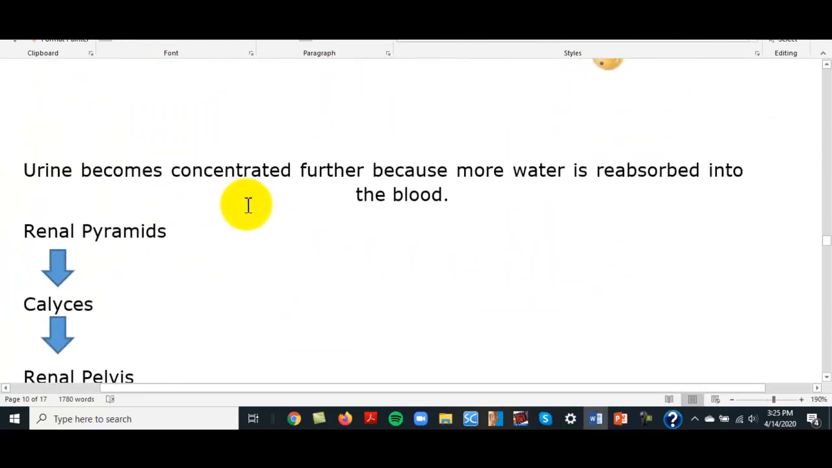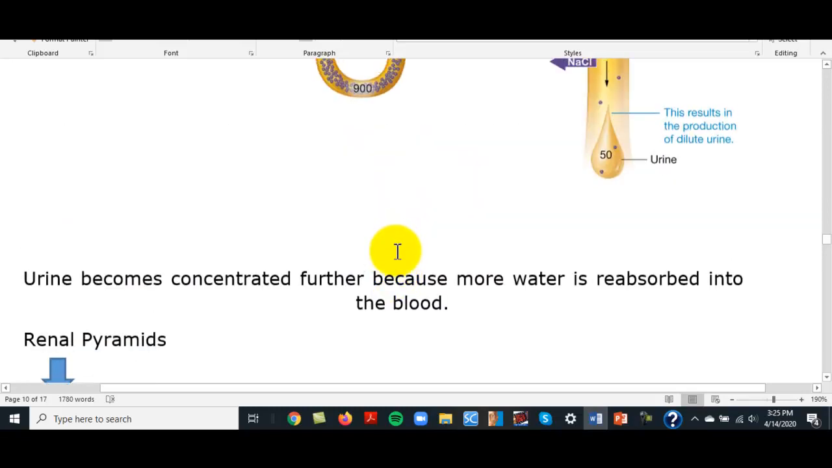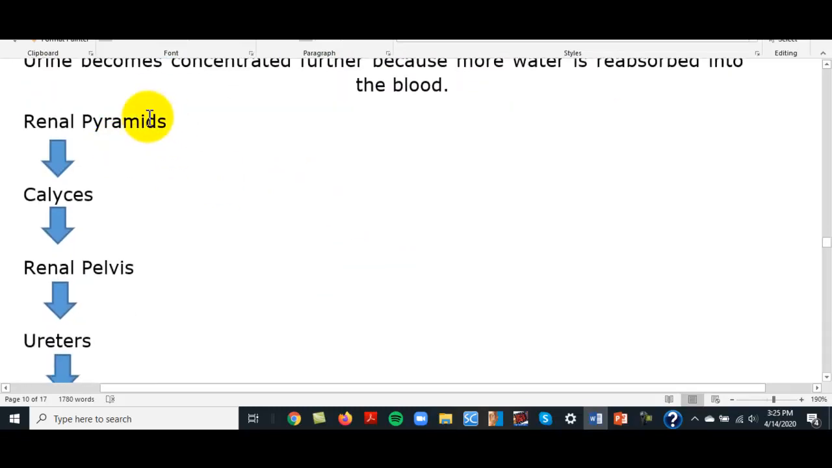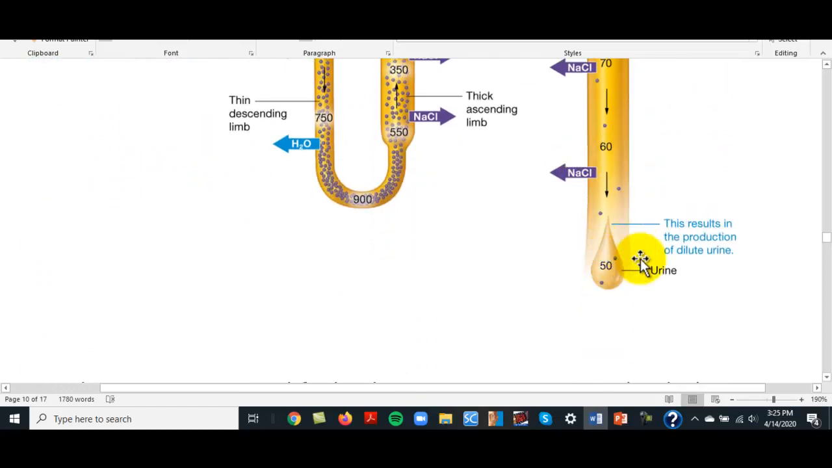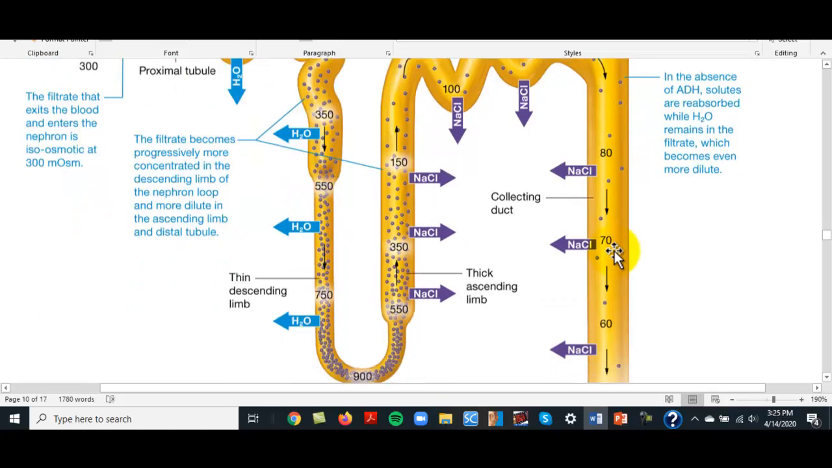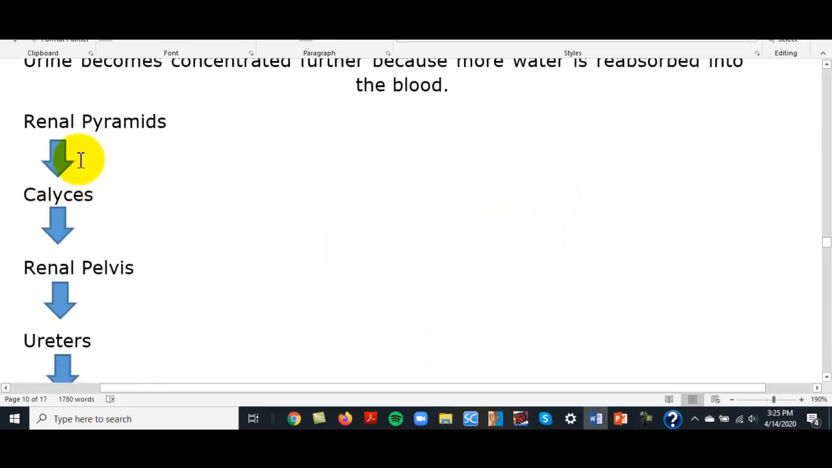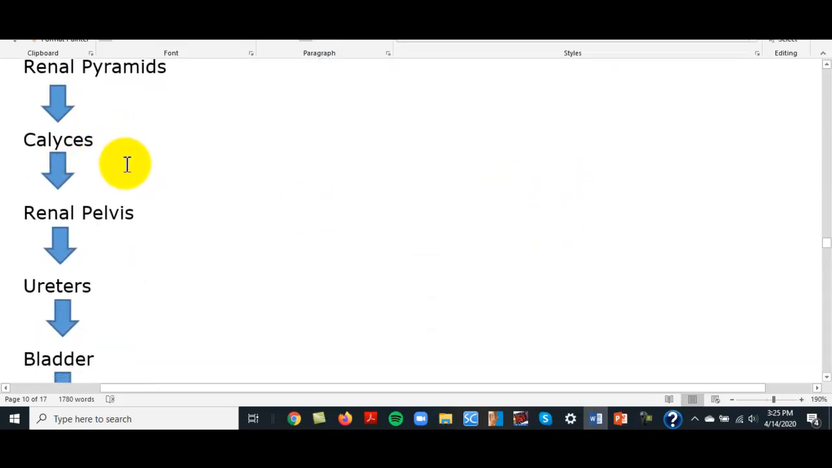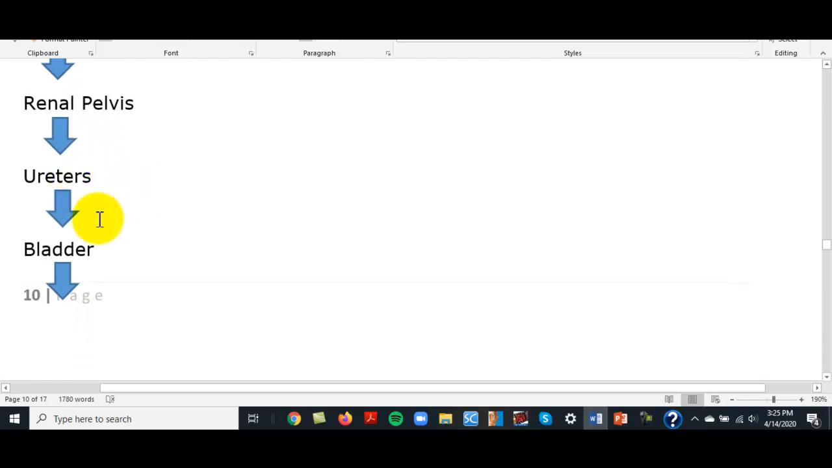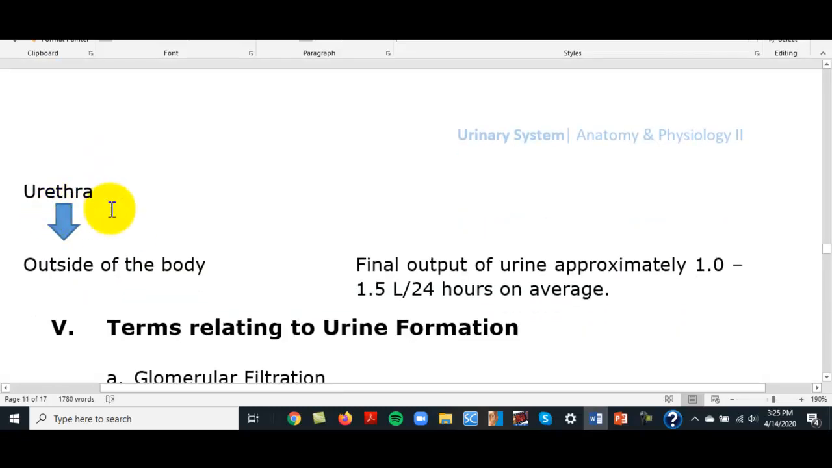All right. It says urine becomes concentrated further because more water is reabsorbed in the blood. So at this point, once you reach here, which is the collecting duct, you see at the bottom down here, whatever reaches that point, there's no more reabsorbing. It's going to leave the body. So it goes through the renal pyramids, the calyces, I showed you that, into the renal pelvis, ureters, bladder, urethra, which is the exit to the body, and then the outside of the body.